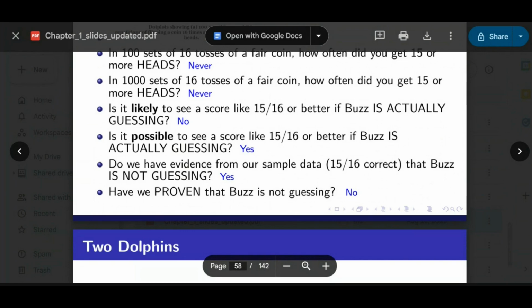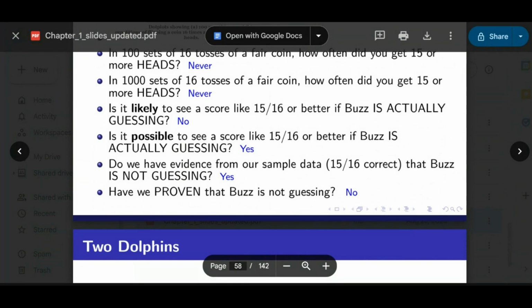And that's exactly what statistics is. It's all evidence, evidence, evidence. How much evidence do you have? We have strong evidence that you're not guessing, but we cannot prove conclusively that you're not guessing. This is a very key fact. So don't write in your conclusion, we have proven that Buzz is not guessing. You cannot do that. There is very strong evidence that he knows what to do, but it's all evidence.